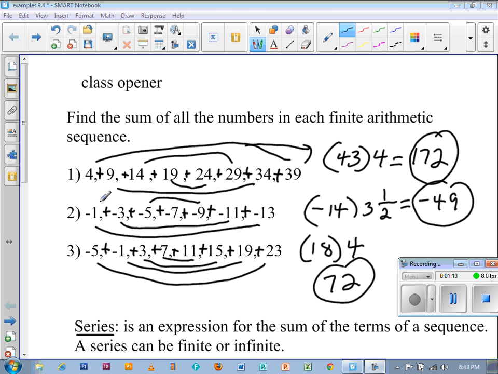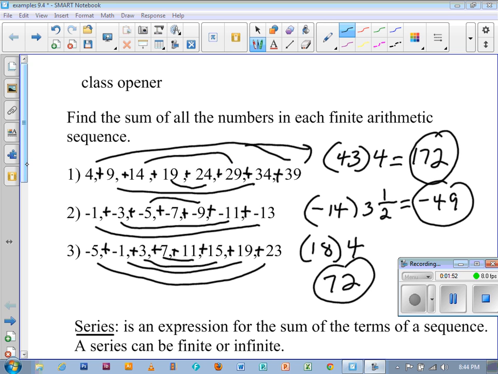In the second sequence, I've got negative 1 and negative 13, which is negative 14. Negative 3 and negative 11 is negative 14. Negative 5 and negative 9 is negative 14. But I've got a negative 7 left over. So I essentially have 3.5 pairs that are all the same. If I multiply negative 14 times 3.5, I end up with negative 49. And the same holds true with number 3. So as you can see, if this is an arithmetic sequence to start with, there is a way of adding all the numbers together. Now, why is that important?